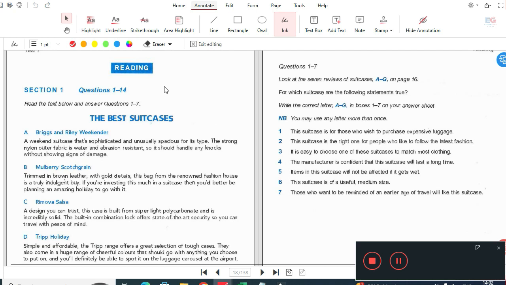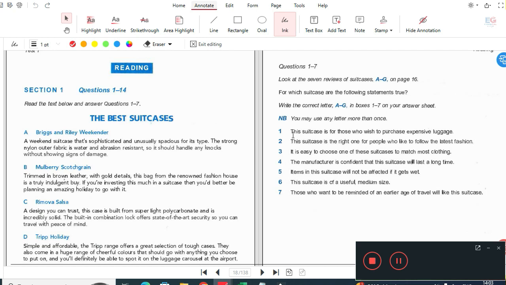So now let's begin. Before attempting any question, you have to be very careful with the instructions. Write the correct letter A to G. So when we read the question and come back here searching for the answer, you have to make sure that you are supposed to write the letters of the paragraph, not the names. Okay, so anyway, let's start with the first question.